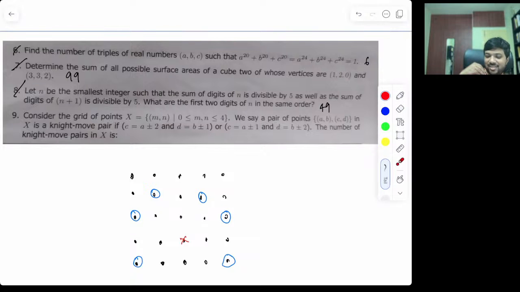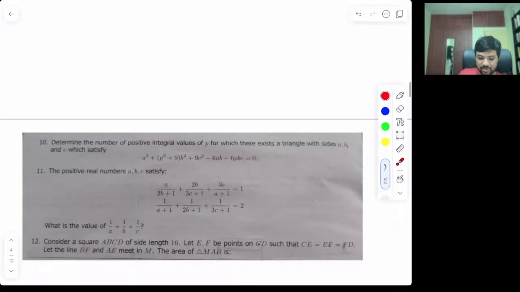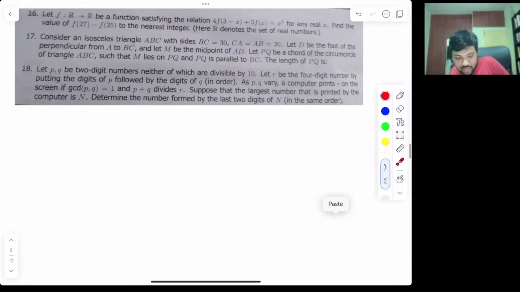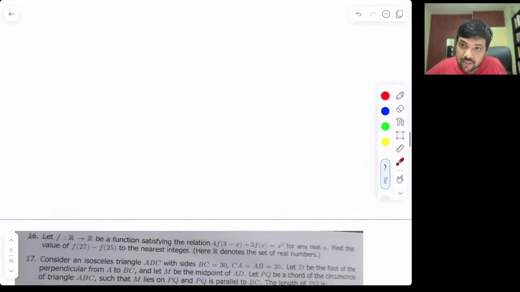So what is the ninth problem? Did anyone do the ninth one? No. So somebody in chat is asking about the 18th one. I don't know what the 18th problem is. If somebody has the 18th, you can maybe tell them. Let PQ be 2-digit numbers, neither of which are divisible by 10. Yeah, I think we'll come to it.